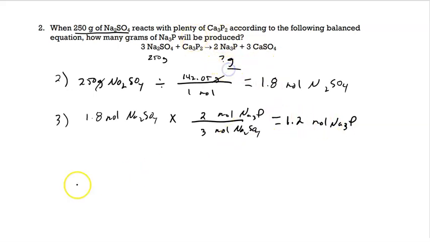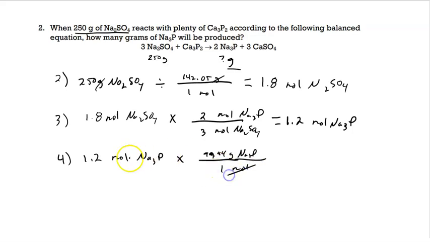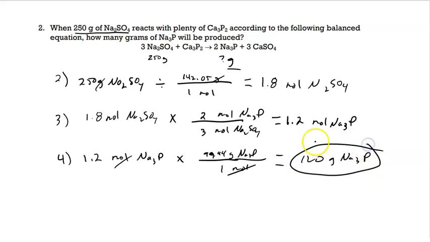All right. Now I want this in grams, so I have one more step to convert to my desired unit. So 1.2 moles of Na3P times the molar mass in this case, which is 99.94 grams Na3P per 1 mole. And that gives me a grand total of 120 grams Na3P. And I round to 2 sig figs.